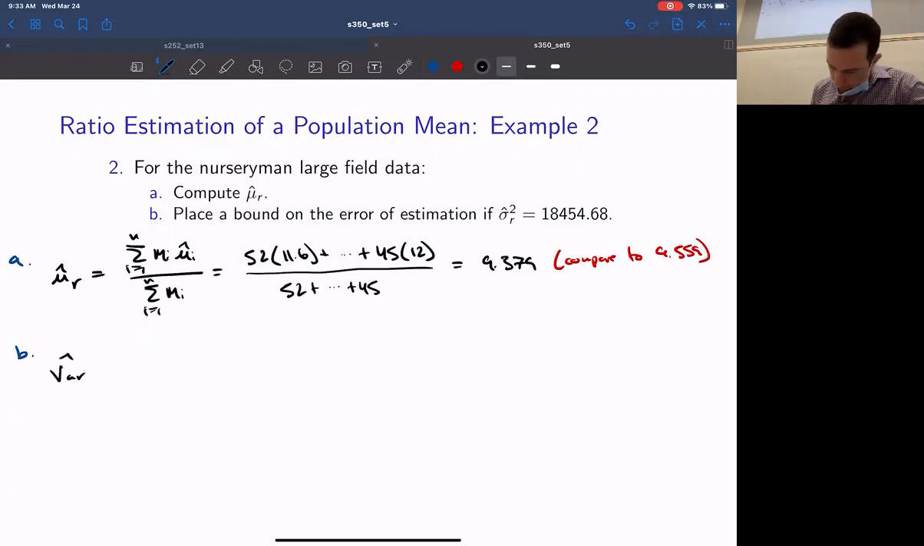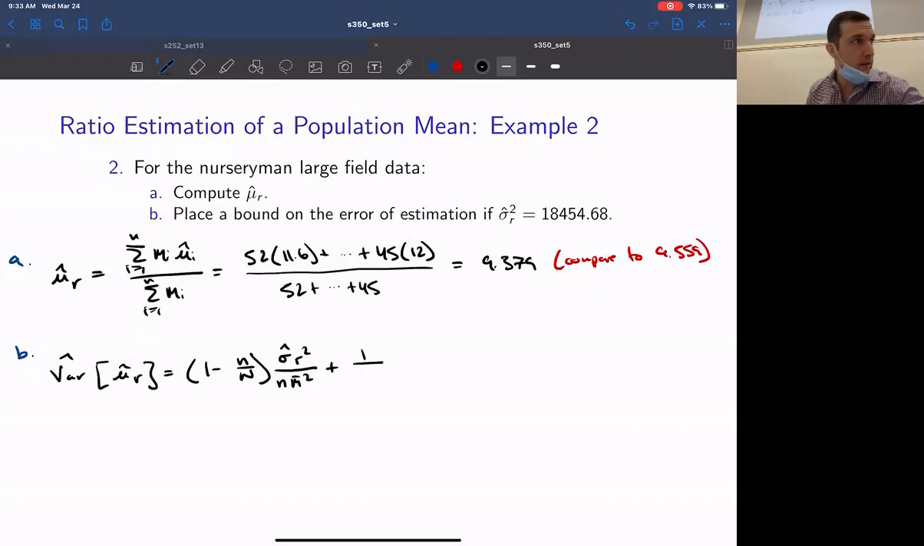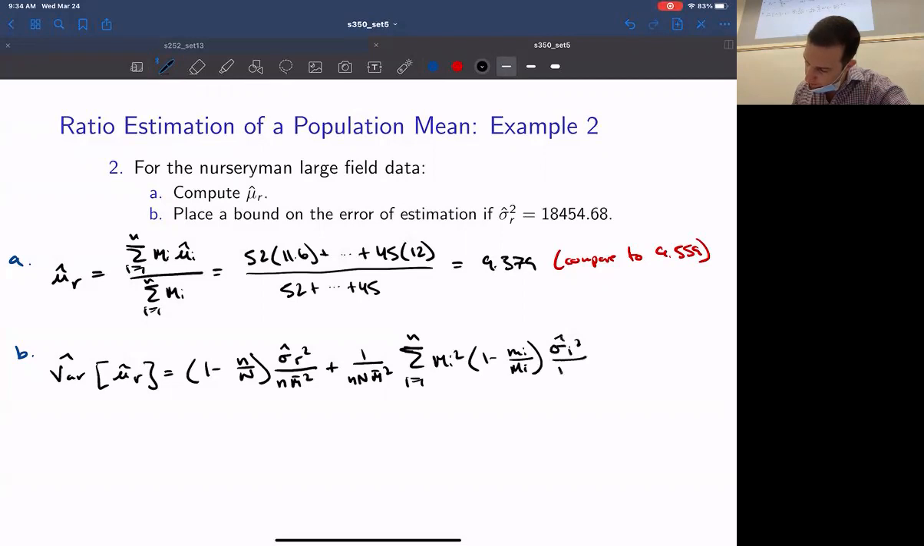Okay, so our variance estimator will also be pretty similar to what we had before. We're going to have 1 minus little n over capital N multiplied by sigma hat r squared divided by n times m bar squared, plus 1 over n times little n times capital M times m bar squared, multiplied by the sum from i equals 1 to n of M_i squared times 1 minus little m_i over capital M_i times sigma hat i squared over little m_i.